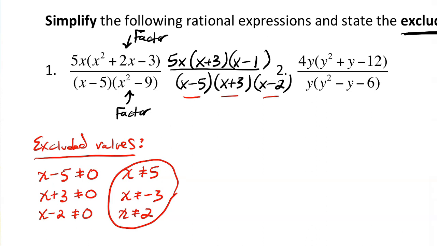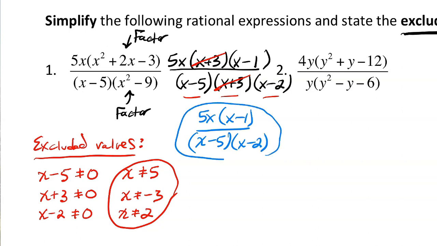To simplify, we would divide out common factors. These x plus 3's are identical, so you can divide those out. And that's it, actually. So our final answer would be 5x times the quantity x minus 1 divided by x minus 5 times x minus 2. So this is our final simplified answer, and these are the excluded values. The excluded values we state at the very beginning. So even though there's not an x plus 3 factor anymore, we would still include x cannot equal negative 3 as one of the excluded values.